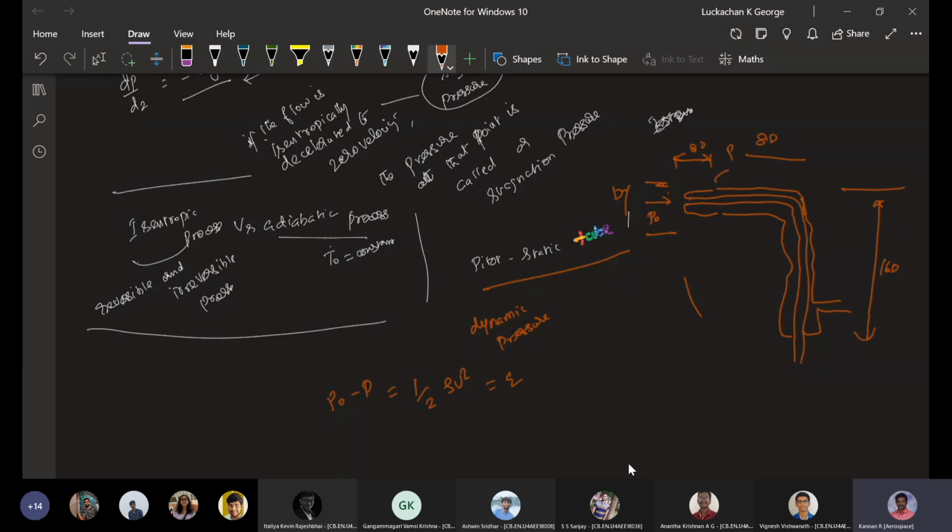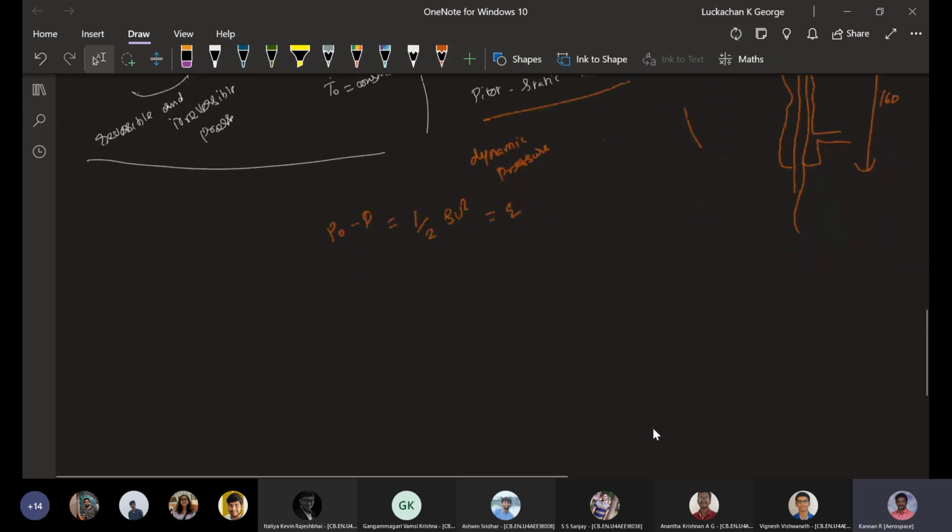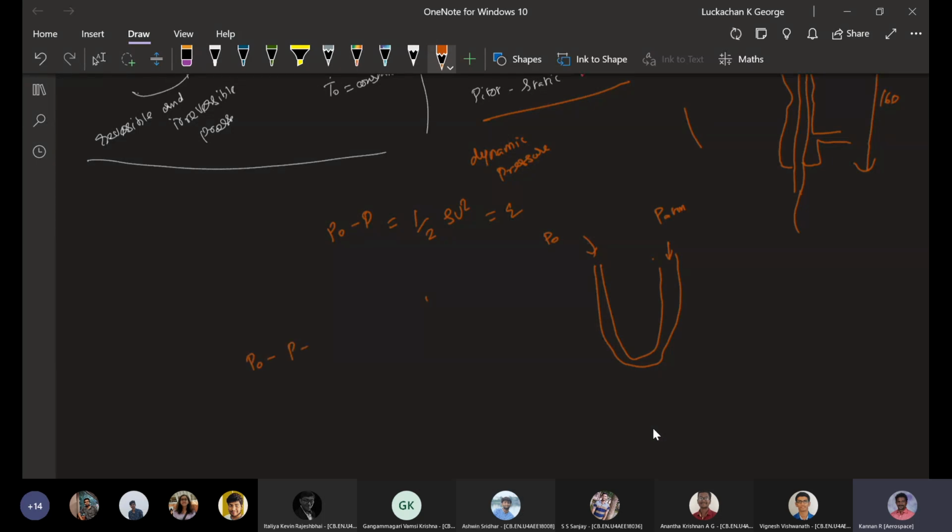Otherwise, you can connect one end to a U tube or whatever pressure sensing device you have. One end is open to atmosphere, P atmosphere, and the other is connected to P naught, for example. So you are going to see P naught minus P as your delta H here.